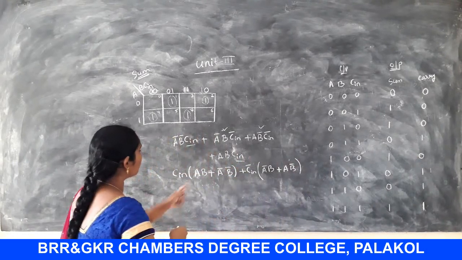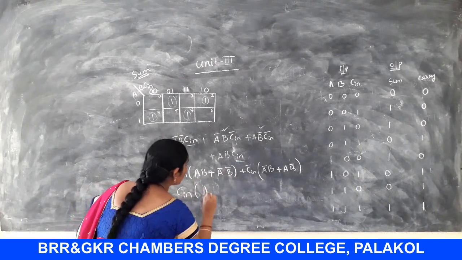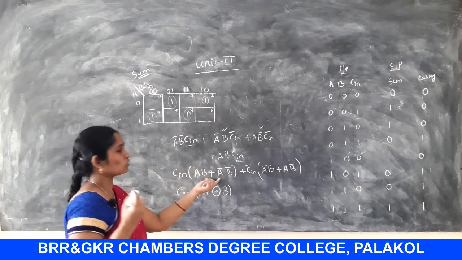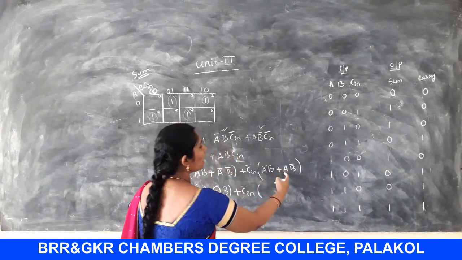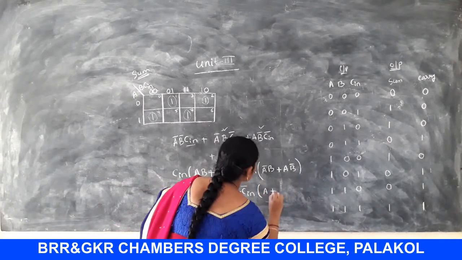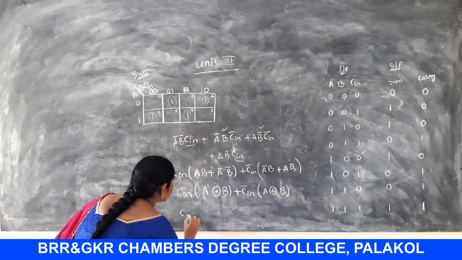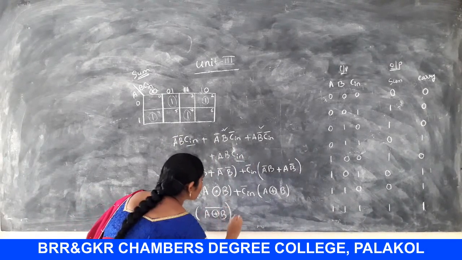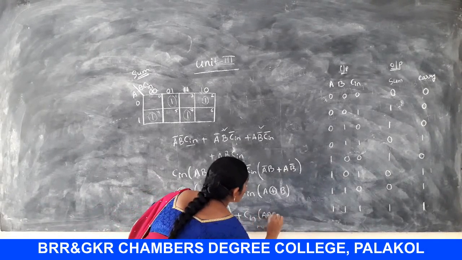For this C in bar, it is A bar B plus A B bar. Okay. And A B plus A bar B bar is nothing but A XNOR B. So this is the equation for XNOR. And plus C in bar is equal to A XOR B, that is A bar B plus A B bar. This is nothing but A XOR B here. Also write this as Cin into A XOR B bar plus C in bar into A XOR B.